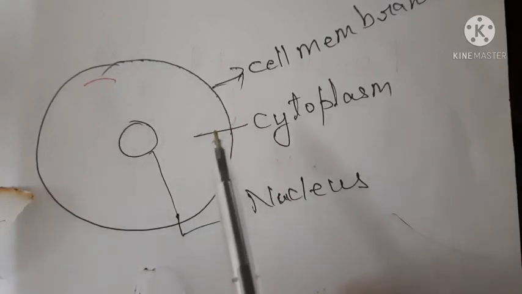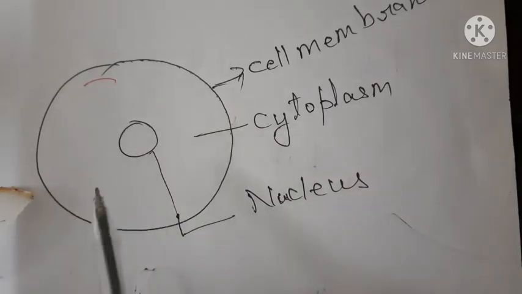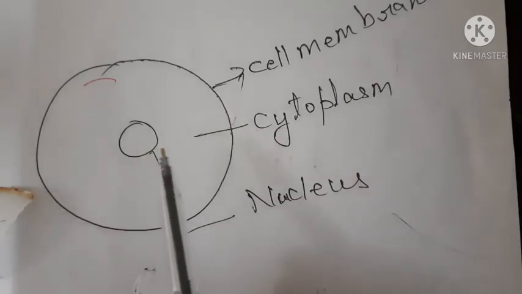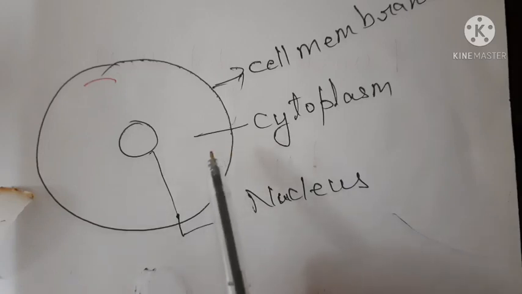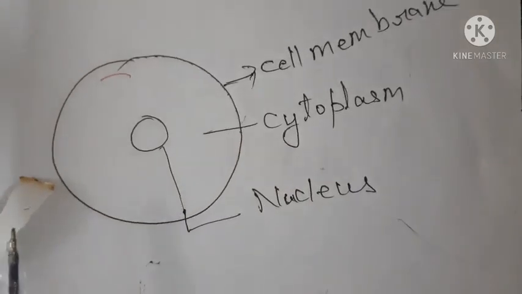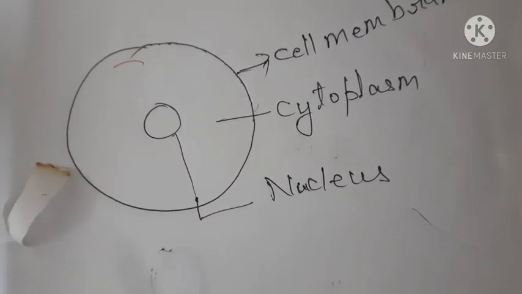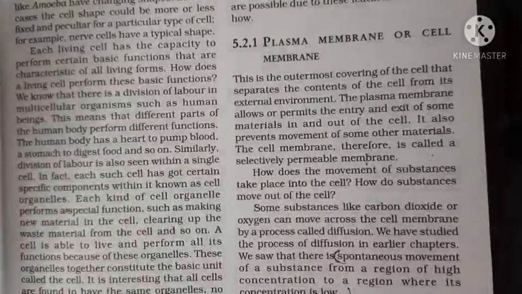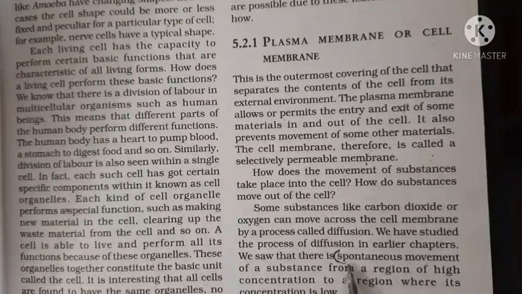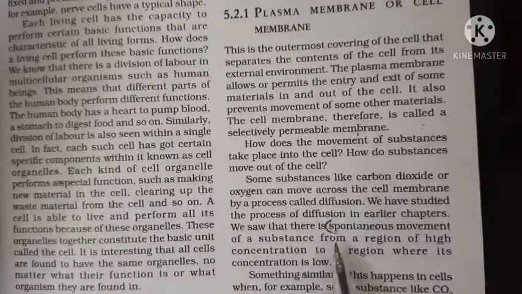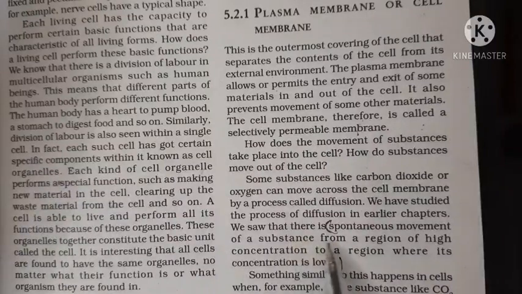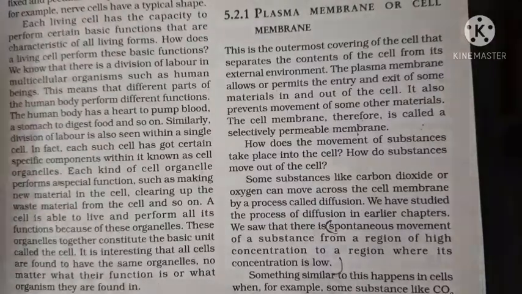Now plasma membrane is selectively permeable membrane, means it allows certain substances to enter or leave the cell. How? By the process of diffusion. What do you understand by diffusion? Please see your book, page number 59. Just see this portion. Diffusion is the spontaneous movement of the substance from the region of higher concentration to the region where the concentration is low. This all we have discussed in class 9 also. Just I would like to revise with you.